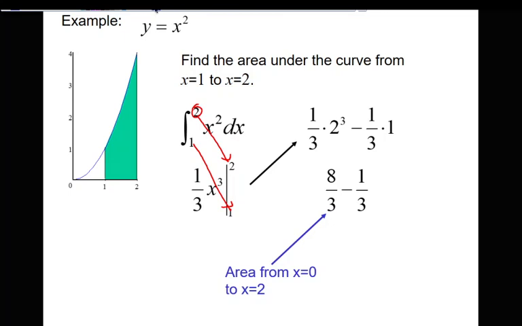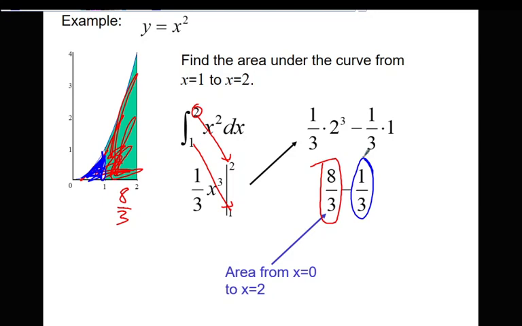2. Okay, and this is the whole reason. This represents the area from 0 to 2. So all of this area here, all of it is 8/3. Okay, this area right here, that is 1/3. So the integral gives you everything from 0 to wherever you end if you don't tell it to back out the other part.